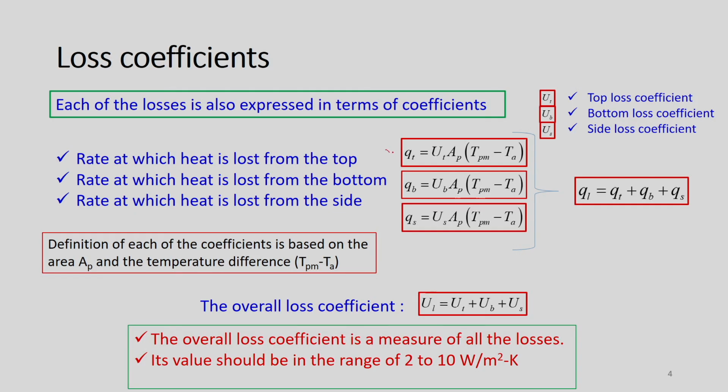If we express it in terms of loss coefficient, then our expression will be something like this. QT will be UT AP multiplied by TPM minus TA, right. What is UT? It is the top loss coefficient. And for calculation of the rate at which heat loss from the bottom takes place, we use this expression: QB is equal to UB multiplied by AP and then TPM minus TA. What is UB here? It is the bottom loss coefficient. Similarly, the rate at which heat is lost from the side can be calculated using this expression, where US is the side loss coefficient.